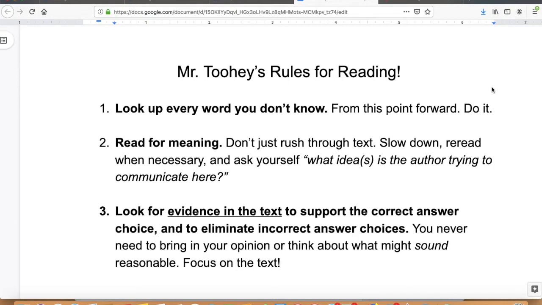Slow down, reread when necessary, and ask yourself, what ideas is the author trying to communicate here? Yeah, and so we're going to approach this text very, very carefully. And of course, you can't do this on the actual SAT. It's a timed test. They give you like 65 minutes to answer like 52 questions. You're going to have to go through it quickly. But to start, at least, we're going to be doing just untimed work.